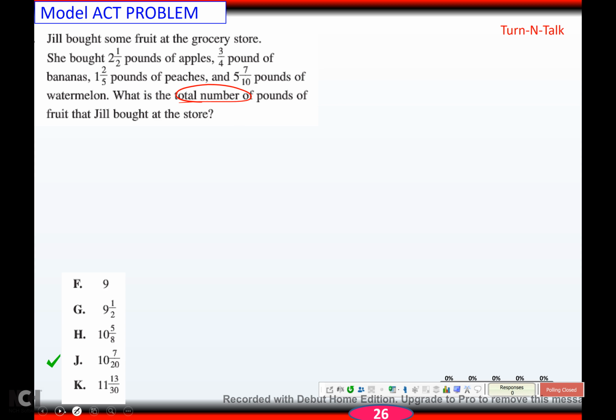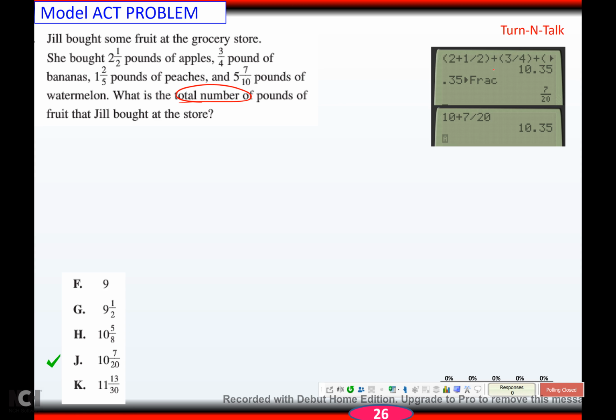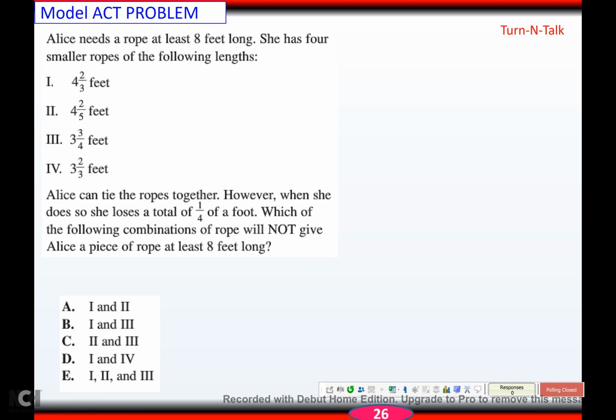That means add. So I'm taking 2.5 plus 3/4 plus, you can't see it, but it's all typed in there, 1 2/5 plus 5 7/10, and I get 10.35, which is 10 whole, and 0.35 left over as a fraction would be 7/20. Okay? Try this one. Hit pause. Come back when you're ready.